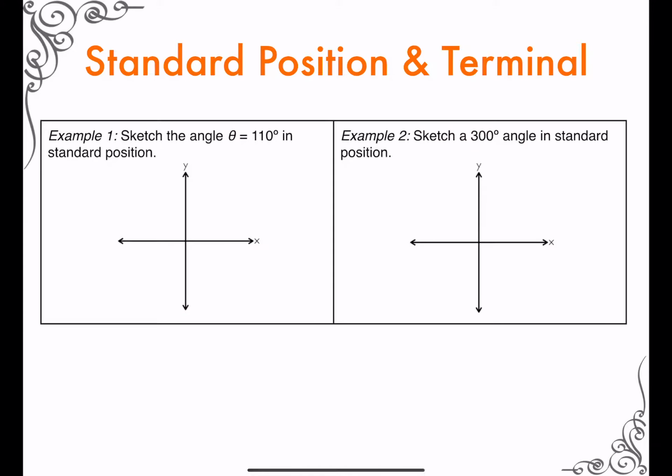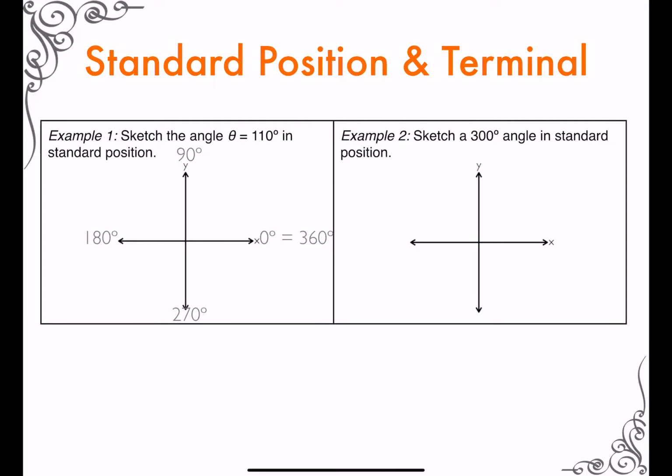Okay, so for these two examples, what we're going to look at is sketching angles in the coordinate plane. So for example 1, we need to sketch the angle theta. Remember, the 0 with a little line through it means theta, equal to 110 degrees in standard position.